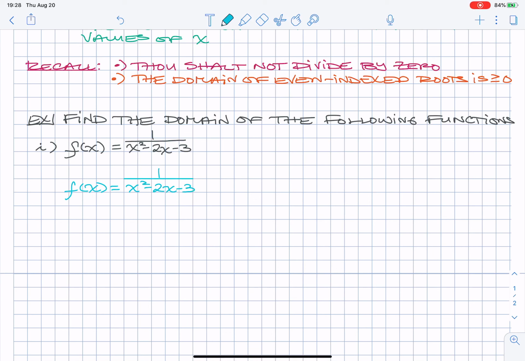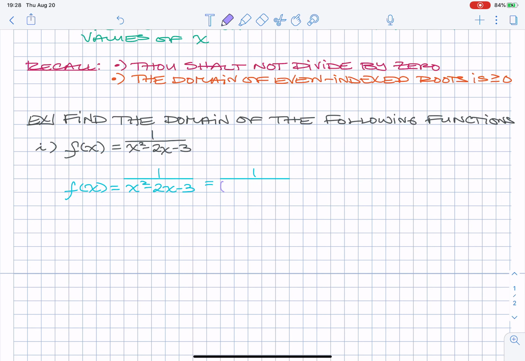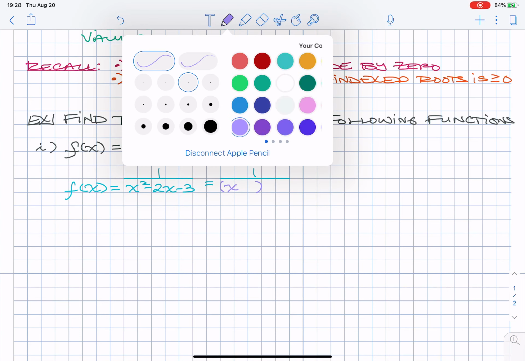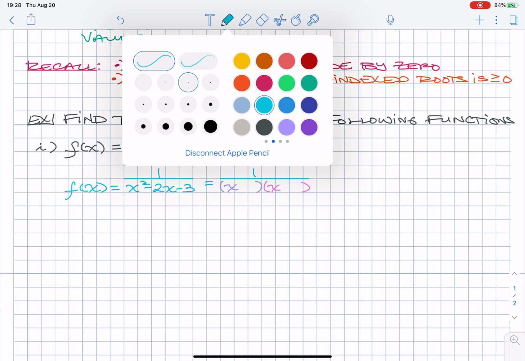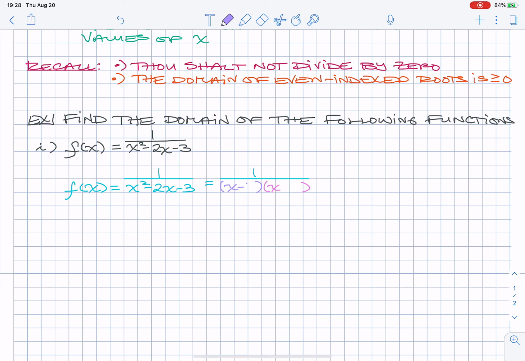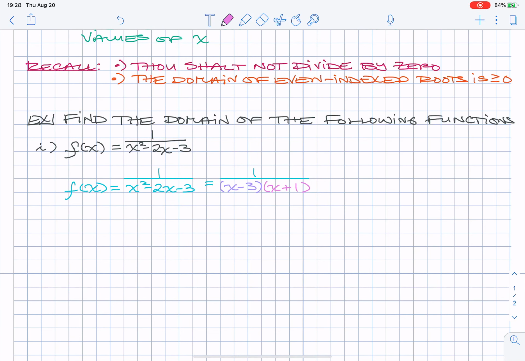So I'd like to factor this. So this will be 1 over... So what two numbers multiply to negative 3 but add to negative 2? So I claim the two numbers that multiply to negative 3 and add to negative 2 will be negative 3 and positive 1, because negative 3 plus 1 is negative 2, and negative 3 times 1 is negative 3.